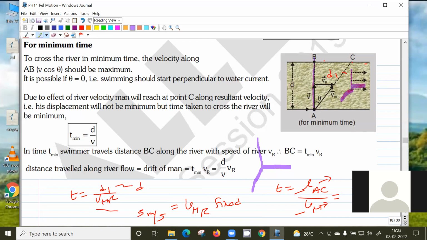Okay. With respect to the ground, the swimmer is actually traveling in this path. So the swimmer is not exactly reaching the opposite point, but he's just drifting by this much. Okay, so this drift we can find out from the triangle, with the triangle from the ground.